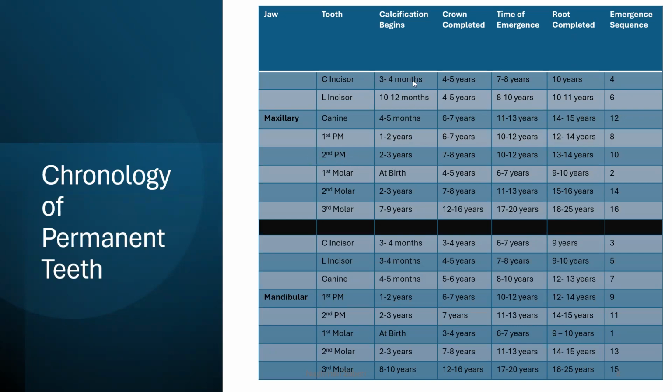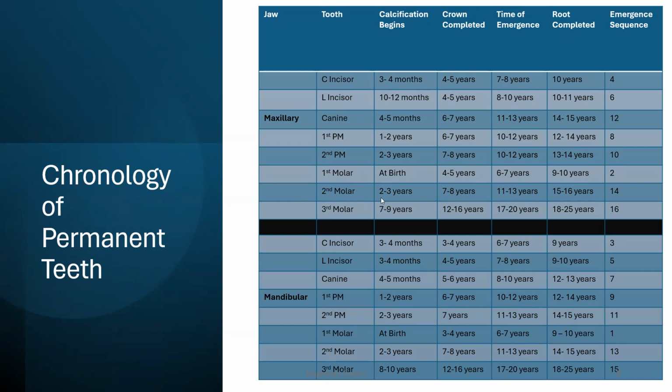Second premolar maxillary: 2 to 3 years after birth the calcification starts, and the crown is completed after 7 to 8 years. Time of emergence is 10 to 12 years. Root is completed at 13 to 14 years. First molar maxillary: calcification starts at birth, and the crown is completed within 4 to 5 years of birth. Time of emergence is 6 to 7 years. It is the second tooth which emerges, and the root is completed within 9 to 10 years after birth.